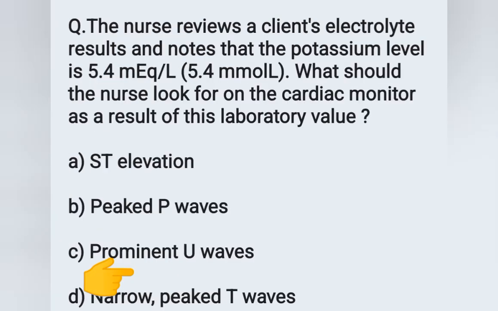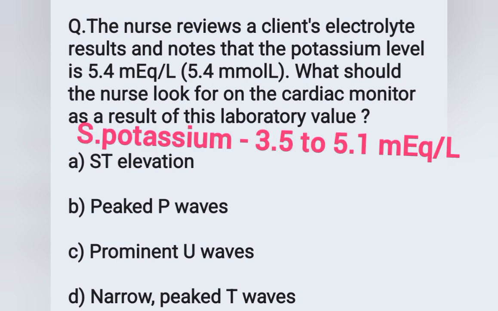And the next question is the nurse reviews a client electrolyte result and notes that the potassium level is 5.4 milliequivalent per liter. What should the nurse look for on the cardiac monitor as a result of this laboratory value? Options. Option A, ST elevation. Option B, peaked P wave. Option C, prominent U wave. Option D, narrow peaked T wave.